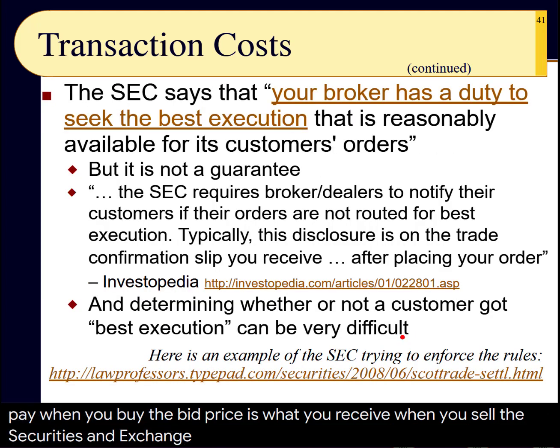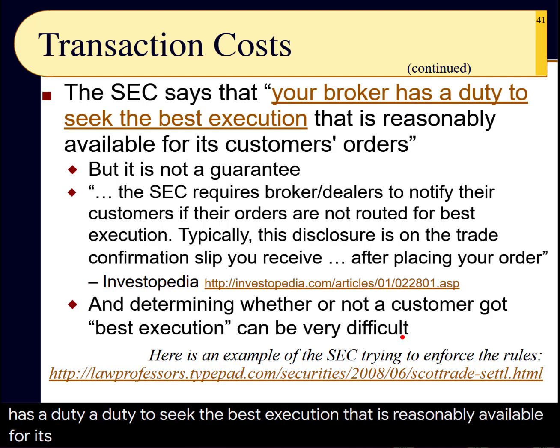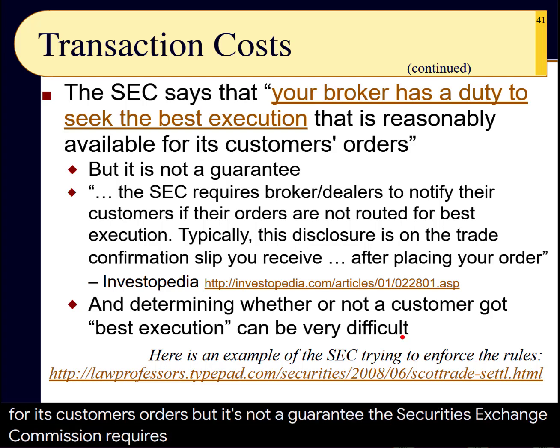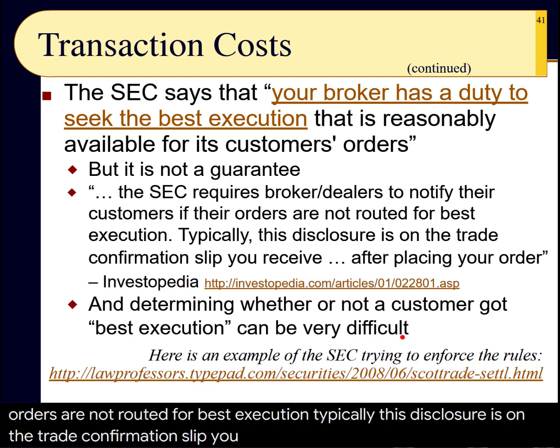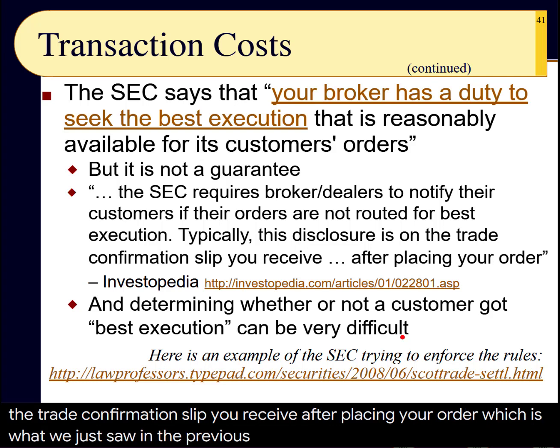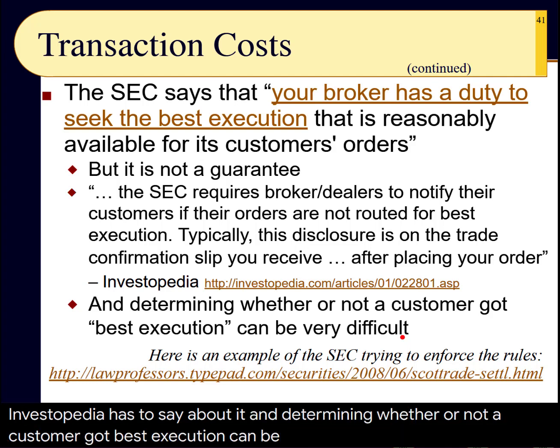The Securities and Exchange Commission on slide 41 says that your broker has a duty to seek the best execution that is reasonably available for its customers' orders. But it's not a guarantee. The Securities and Exchange Commission requires broker-dealers to notify their customers if their orders are not routed for best execution. Typically, this disclosure is on the trade confirmation slip you receive after placing your order, which is what we just saw in the previous slide, right? So check out what Investopedia has to say about it. And determining whether or not a customer got best execution can be very difficult.